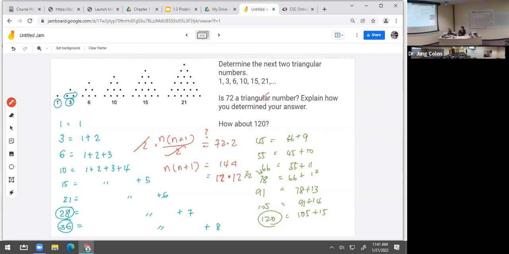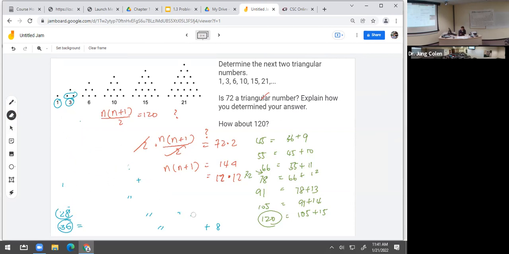How about 120? Can we write that similarly? n times n plus 1 divided by 2 is 120. Let's check. I can multiply both sides by 2. So ignoring all that, erase it. I'm working on this problem here, okay? I'm multiplying 2 on both sides. What do I get?